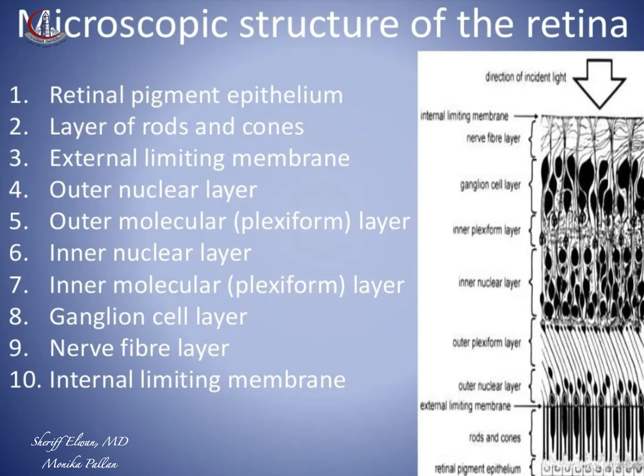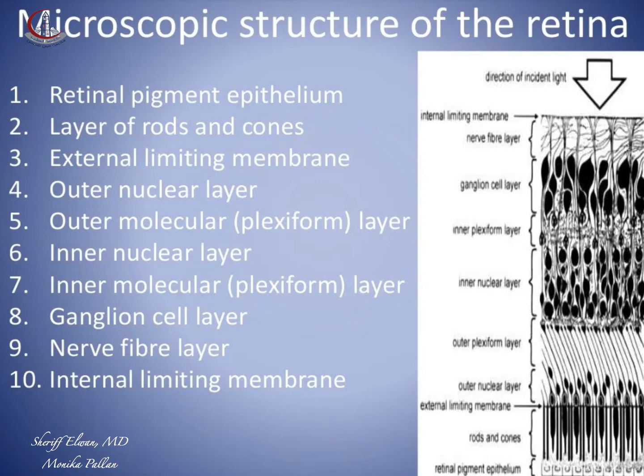Microscopically, the retina is formed of the following layers from inside to outside. From the vitreous, we find the internal limiting membrane, followed by the nerve fiber layer, and then the ganglion cell layer with the inner molecular or plexiform layer, then the inner nuclear layer with the outer molecular or plexiform layer, and then the outer nuclear layer, the external limiting membrane, and then the layer of rods and cones that are inserted into the retinal pigment epithelium.